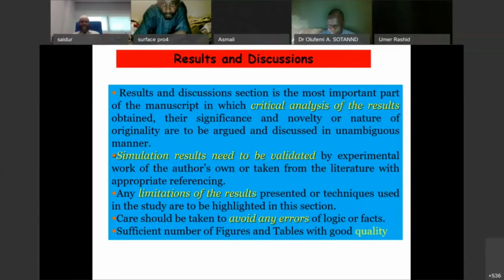As for limitations of the results, I think here you put some of the limitations. So let's say this is only for air conditioning, this is not for all appliances, and avoid errors of contradictions, and quality figures and tables.